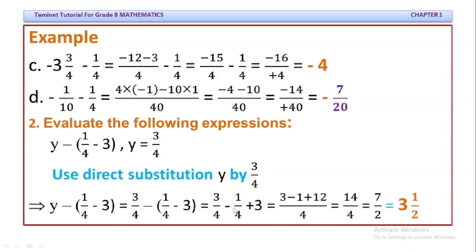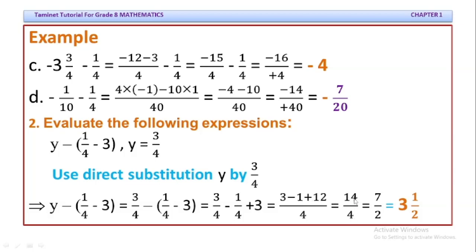So 3 over 4 minus 1 over 4 plus 3. Here the denominator is 1. Take 4. 4 over 4 is 1. 1 times 3 is 3. Minus 4 over 4 is 1. 1 times 1 is 1. Here minus 1. Here internally there is 1 as a denominator. 4 over 1 is 4. 4 times 3 is 12. You see, like this we can decide the value of the numerators. So 3 minus 1 plus 12. 12 plus 3 is 15. Minus 1 is 14 over 4.